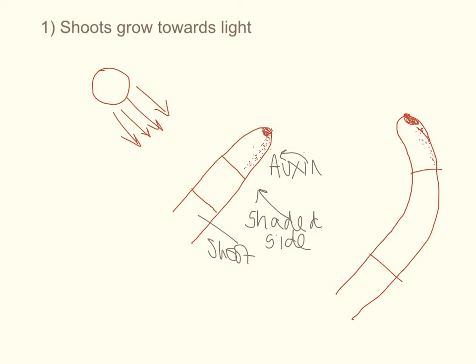What we end up with is a shoot that has bent in the direction of the light, and this shoot area has elongated. So remember, the auxin moves backwards through the stem, causing our cells just behind the tip of our leaf to elongate, causing the shoot to bend in the direction of our light source.